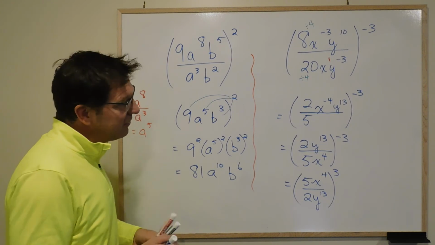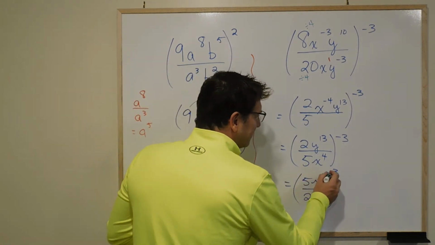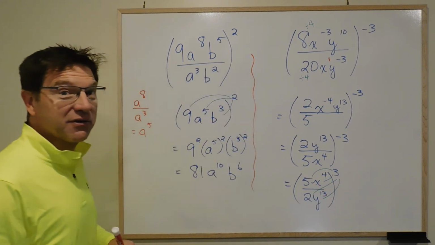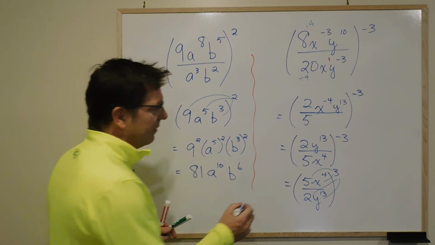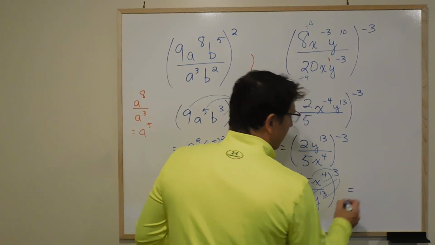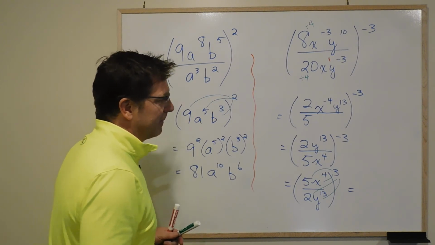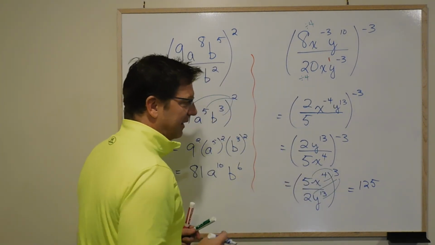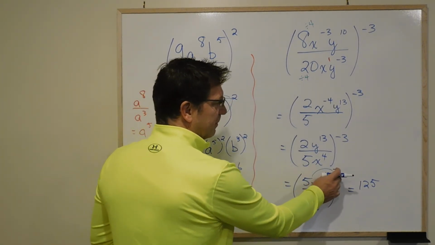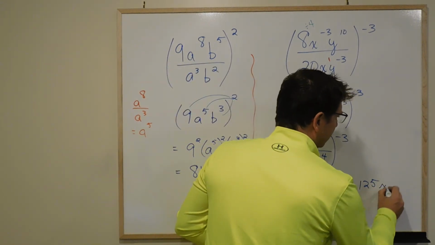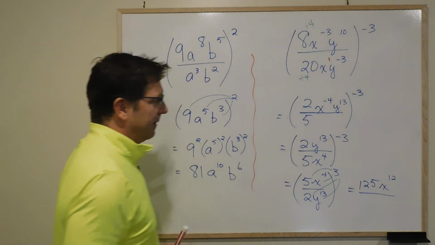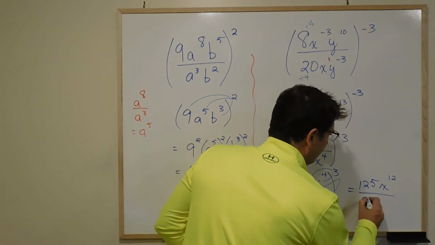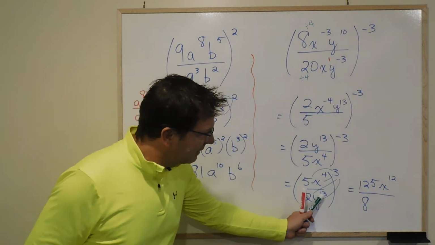So now we continue, and this 3 has to apply to each piece, and there's 4 different pieces as it turns out, okay? So we do 5 to the 3. Well, 5 times 5 times 5 is 125. We do x to the 4th to the 3. So those two exponents are tied together. So that's x to the 12. We do 2 to the exponent 3, which is 8. And we do y to the 13th to the 3.